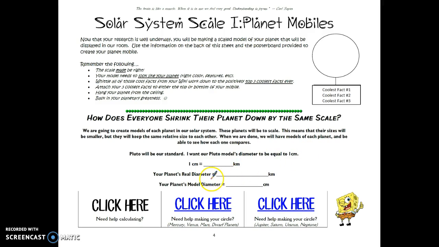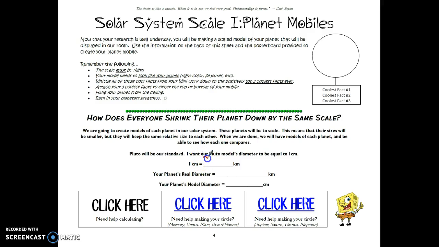As you probably are aware, we're creating each of our planets as a hanging mobile, and we've decided that Pluto is going to be our standard bearer here. We've decided arbitrarily that Pluto is going to be 1 centimeter across. So a planet with a similar diameter to Pluto, 2,300 kilometers, would be about 1 centimeter. A planet twice as big as Pluto would be 2 centimeters, and so on.